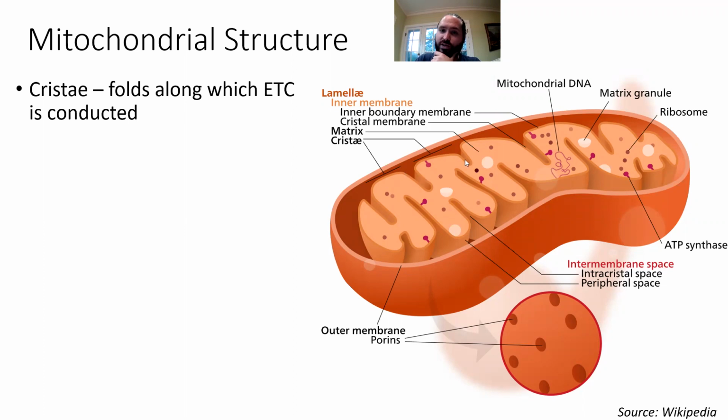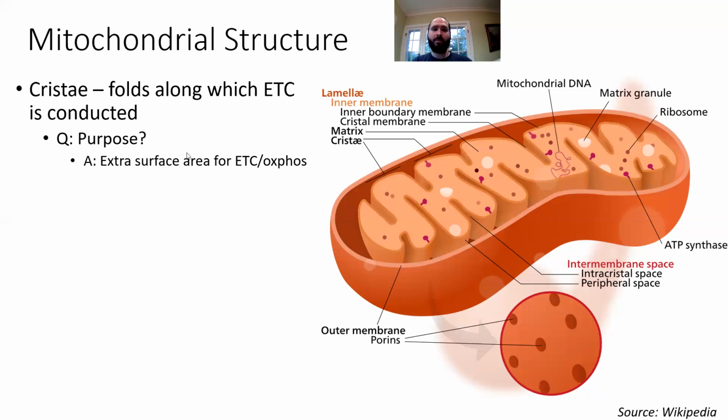There's also a lot of folds in the inner membrane. Why would there be these cristae or folds? Why would these cristae be existing on the inner membrane? What are they for? What function do they serve? Surface area. That will increase surface area so that we could have extra surface area to conduct the electron transport chain and oxidative phosphorylation.